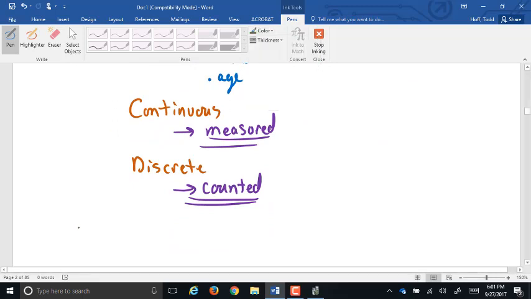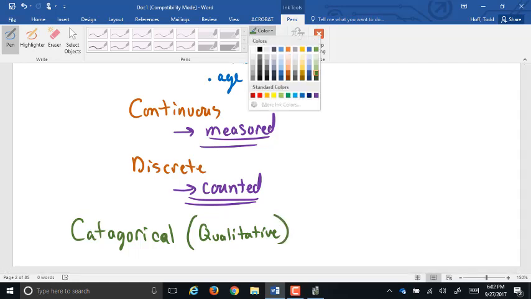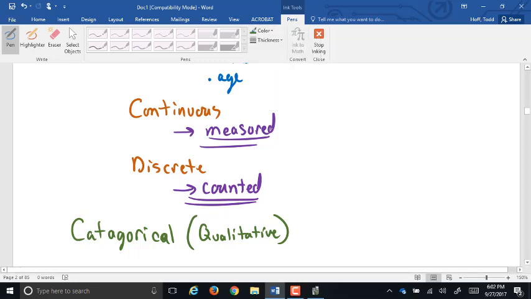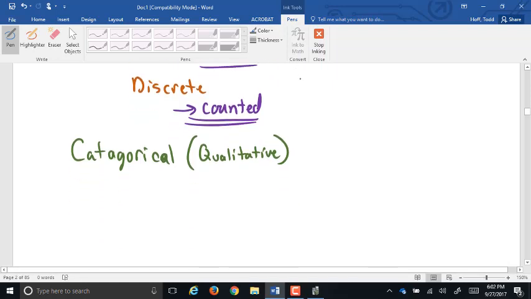Then, of course, we have categorical variables, sometimes called qualitative. Qualitative variables measure a quality of the person, not a quantity of the item. Categorical puts you into a category.